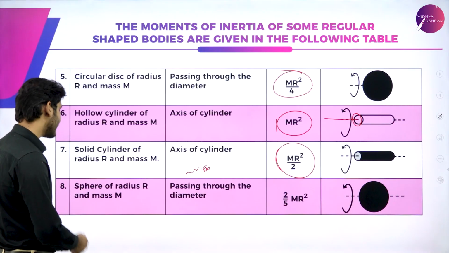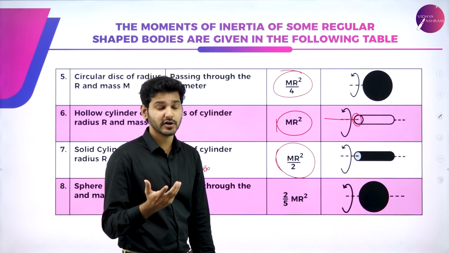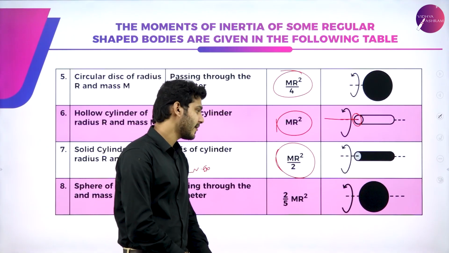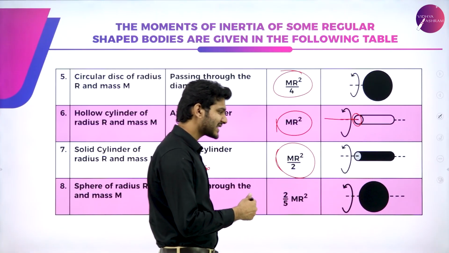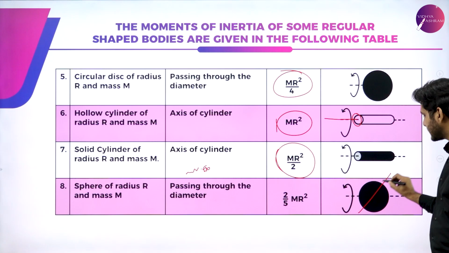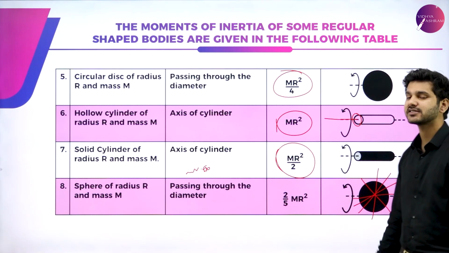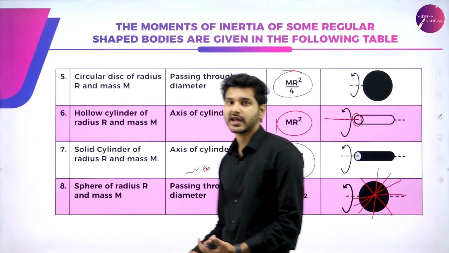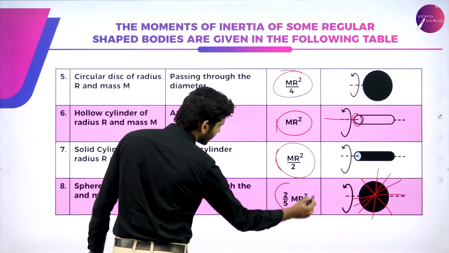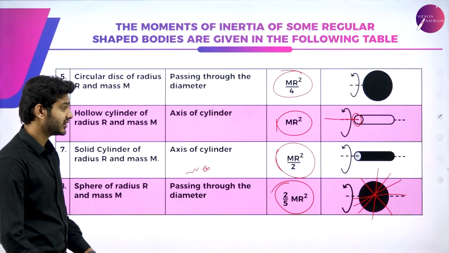Now, in the case of a sphere, if you have seen basketball players or football players rotating a ball on their fingers, then you can say that the axis is passing along the diameter. If you take any axis, it will always pass through the diameter, no matter which axis you take, and its moment of inertia is given by 2 by 5 MR². So that is the moment of inertia of a sphere.